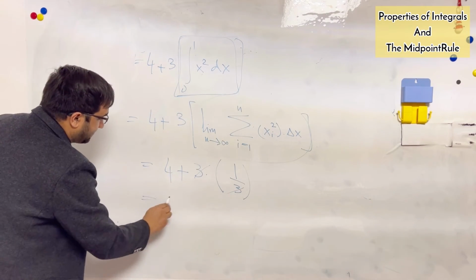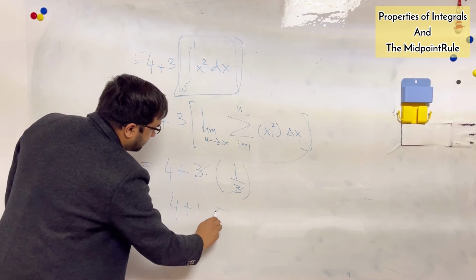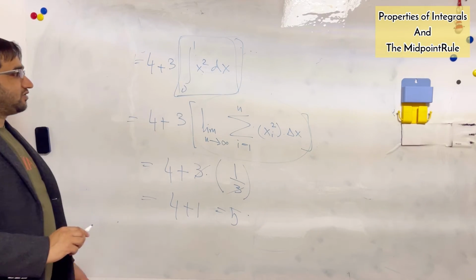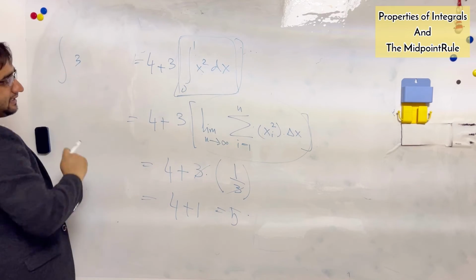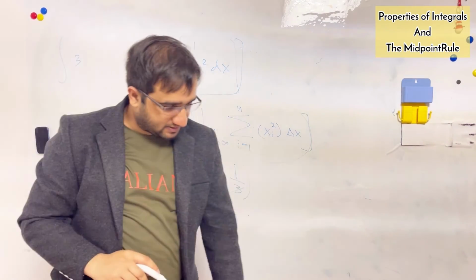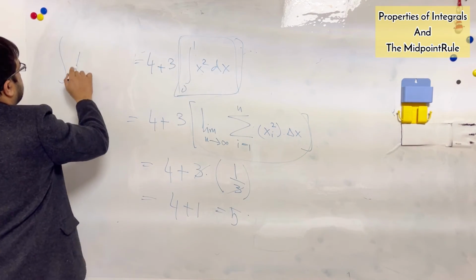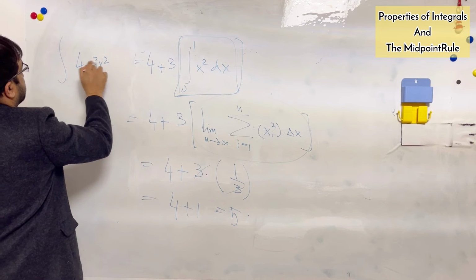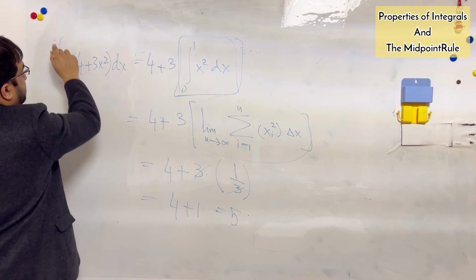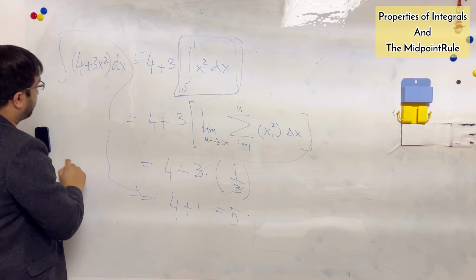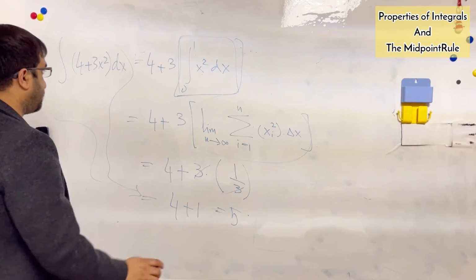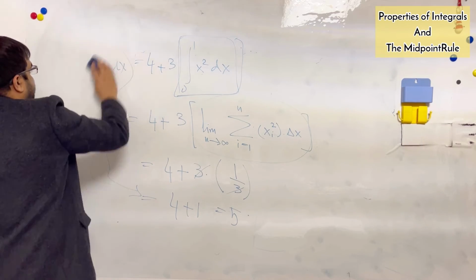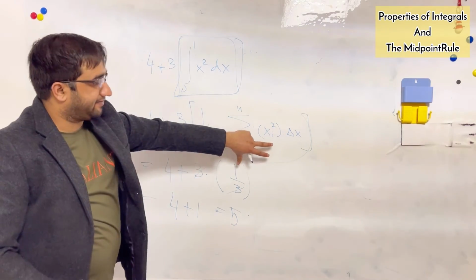This is cancelled, so it is 4 plus 1, which is equal to 5. So the answer for the original integral, which was 4 plus 3x square dx, the answer for this whole integral is 5. So far, by using the method of Riemann sum.